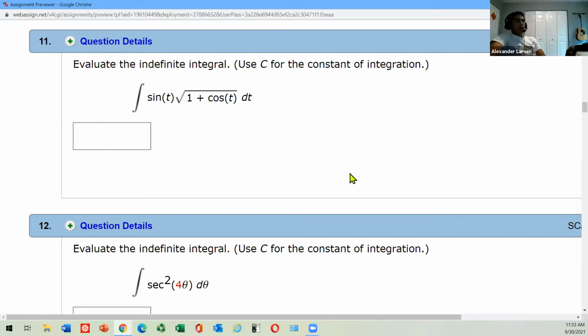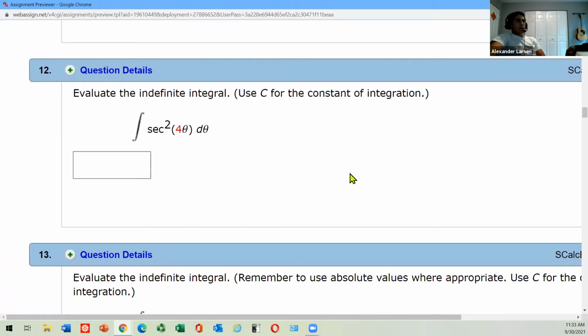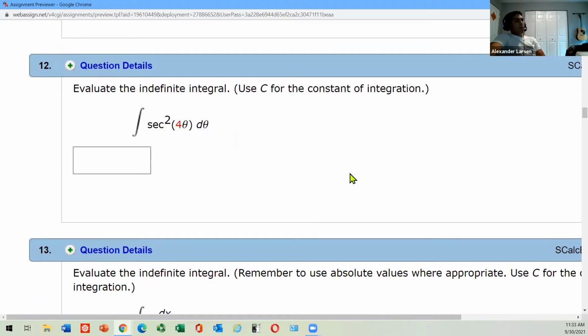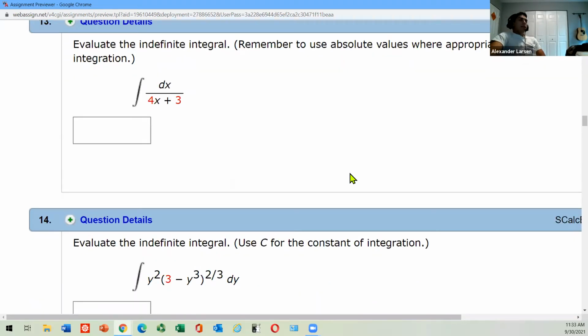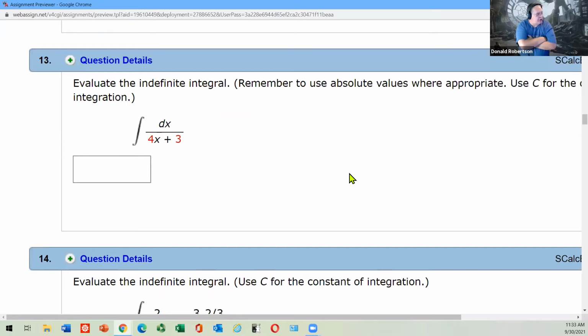Question 11, who's the u sub? One plus cosine t. Yeah, the guy inside the square root. We can do this one. I know it's a trig one and I tend to avoid them, but for this trig one, it's okay. Who's the u sub? 4 theta. Yep. Sometimes the simple ones can catch you. Who's the u sub in 13? x plus 3. If it's a fraction, pick the guy in the bottom.